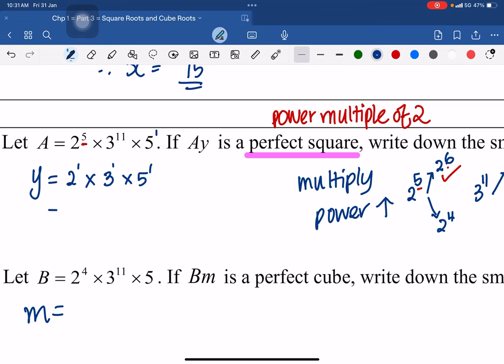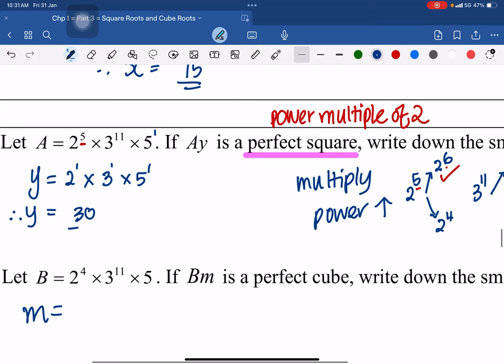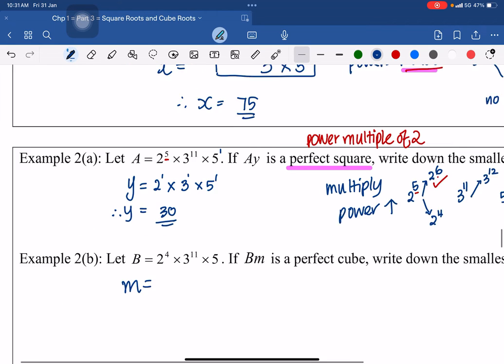So in the end, what is this value for my y? I need to multiply out the number. 2 times 3 times 5, that will give me the number 30. Have you gotten the answer? Let's try one more question.